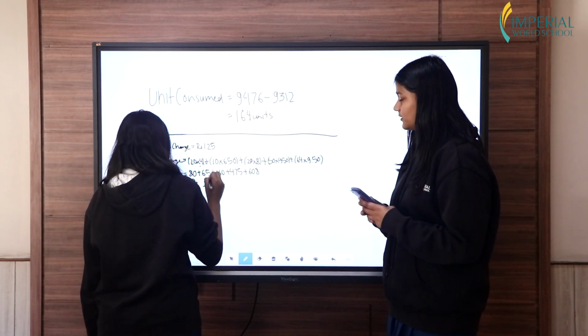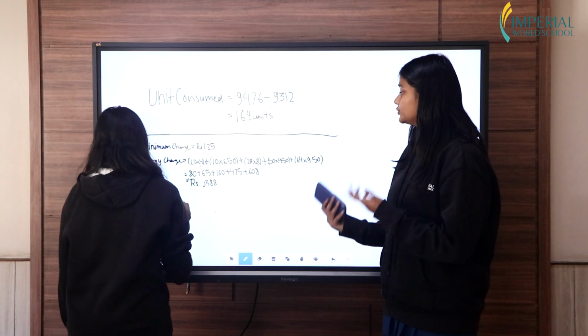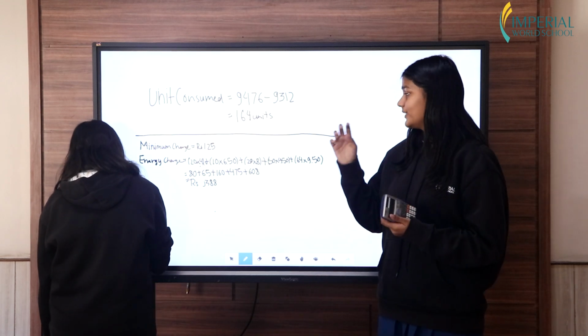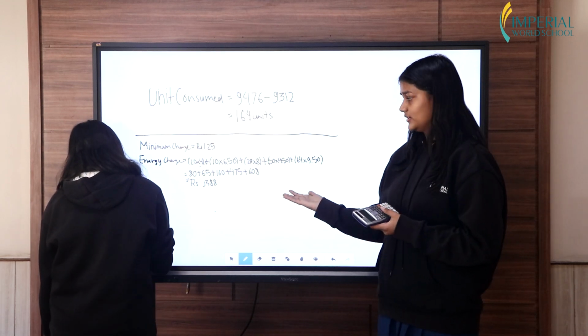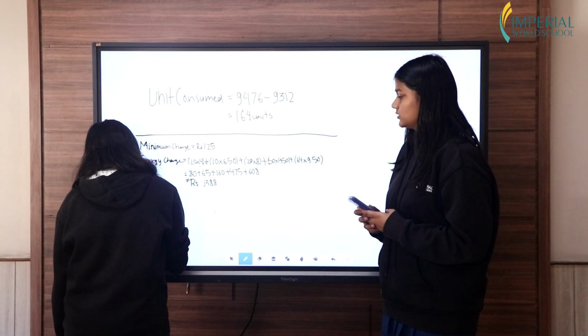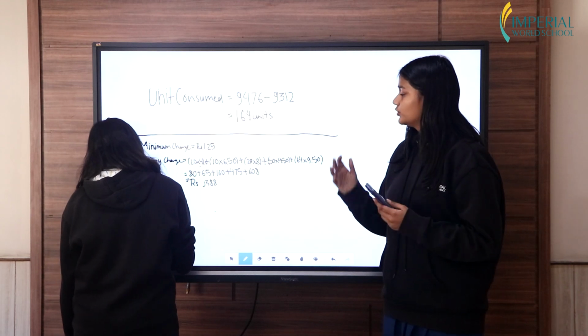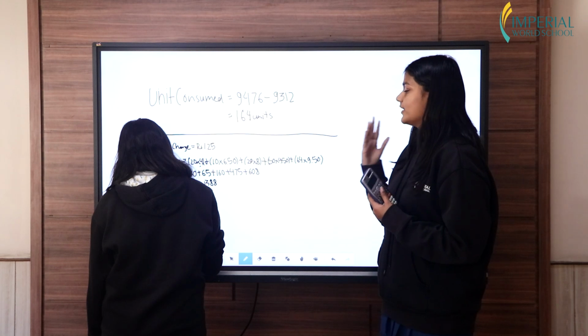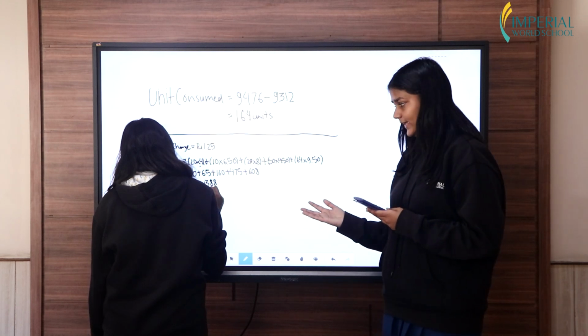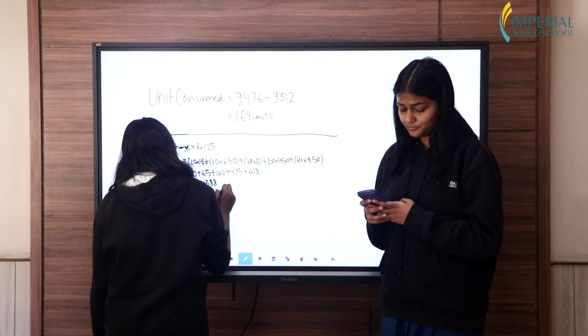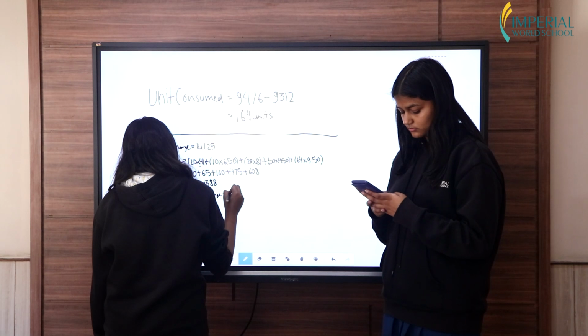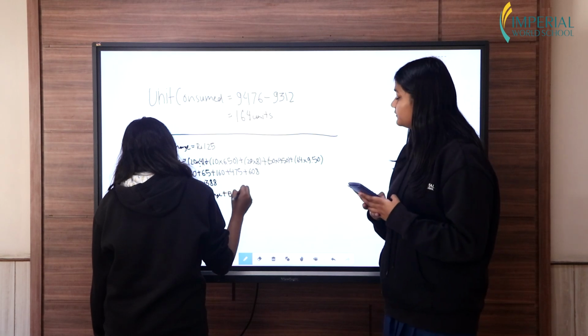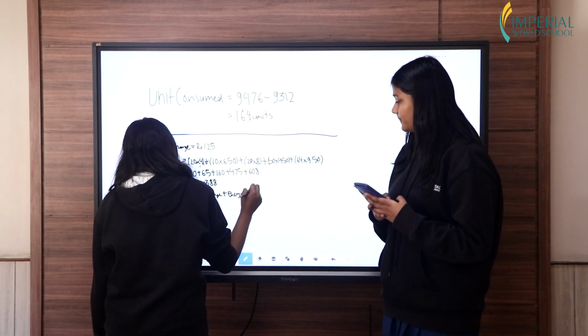1,388 rupees. Now to get the total bill amount, we must add the minimum charge with the energy charge. So as we know, the minimum charge is 125 and the energy charge is 1,388. So we add these values and we get 1,531.